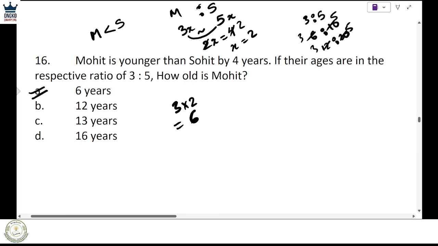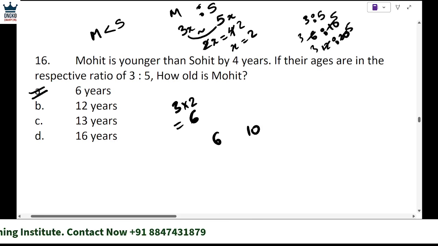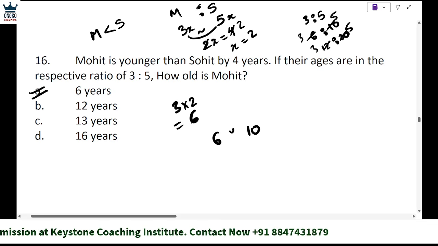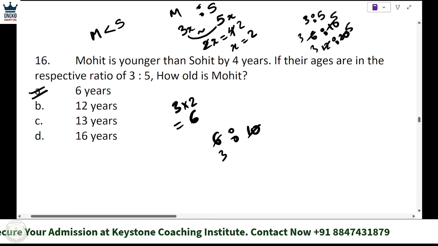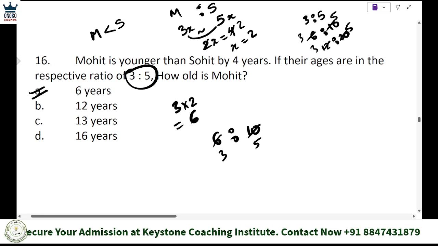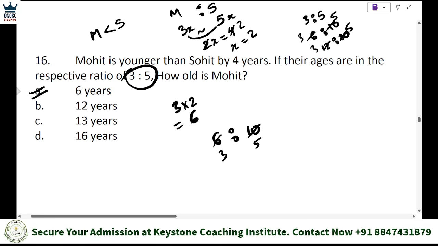We can cross check. If Mohit is 6 years, Sohit is what? 4 years older, that means 10 years. So the ratio is 2 times 3, 2 times 5. Are we getting 3:5? Yes. So that's the answer.